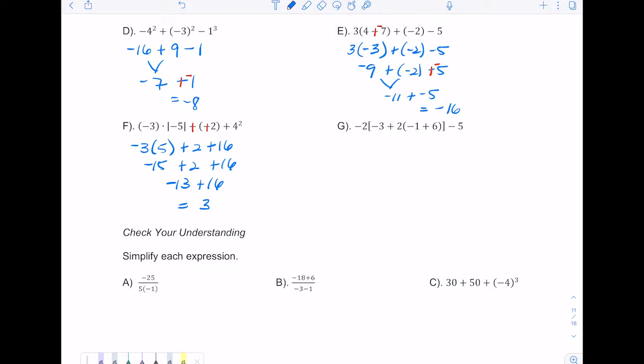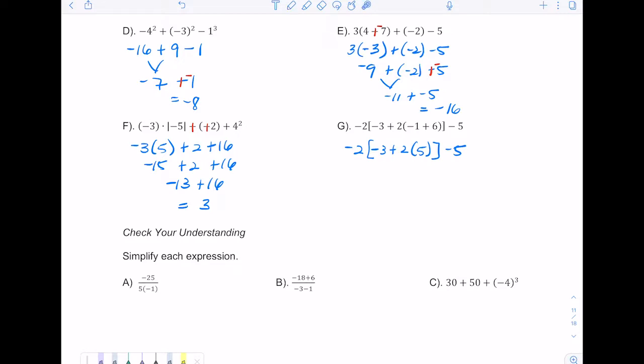And in letter G, I've got brackets, and inside of those brackets I have parentheses. So let's deal with the grouping symbols first. We want to do parentheses, which are any grouping symbols. So I'm going to bring down the -2. I'm going to work inner to outer, so I'm going to deal with this first, -1 plus 6. I'm going to bring everything else down. -1 plus 6 is 5.